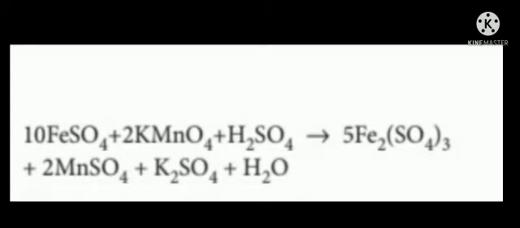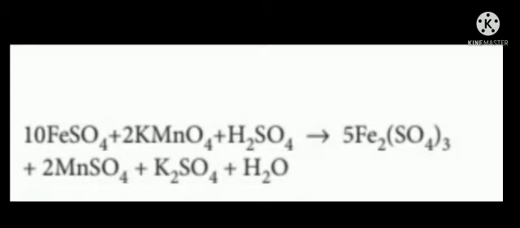But in the product side we are having only 1 Mn, which is present in the MnSO4. Now, the product side Mn is multiplied by 2. Therefore, 2 into 1, which is equal to 2. So, in the product side, we are having 2 Mn. In the reactant side also, we are having 2 Mn. Hence, we balance Mn.